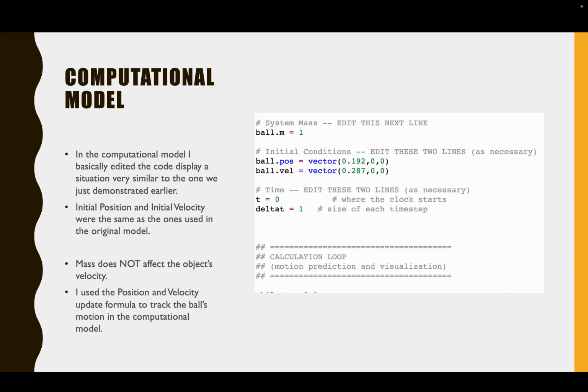Now in the computational model, I basically edited the code to display a situation very similar to the one we just demonstrated earlier. As you can see, the initial position and the initial velocity were the same as the ones used in the original model, as you can see in the picture from the GlowScript Python model. Also, the mass does not affect the object's velocity as the net force equals zero. Moreover, I used the position and velocity update formulas to track the ball's motion in the computational model.